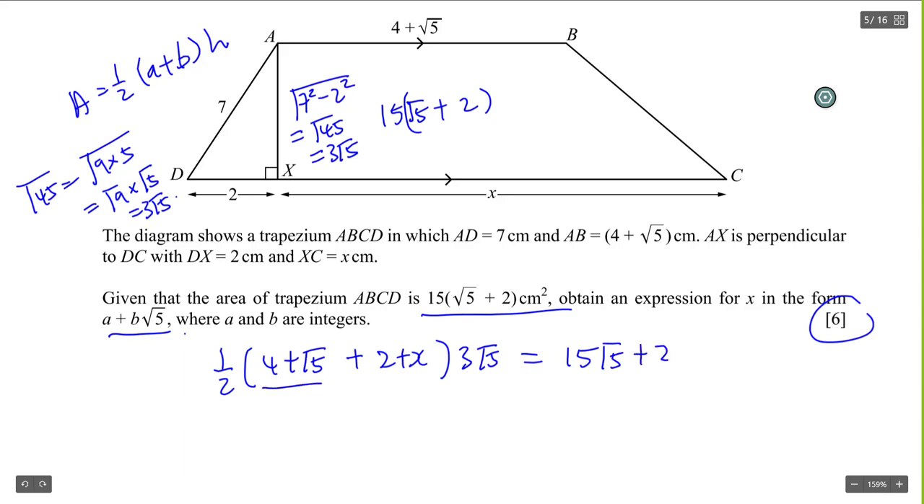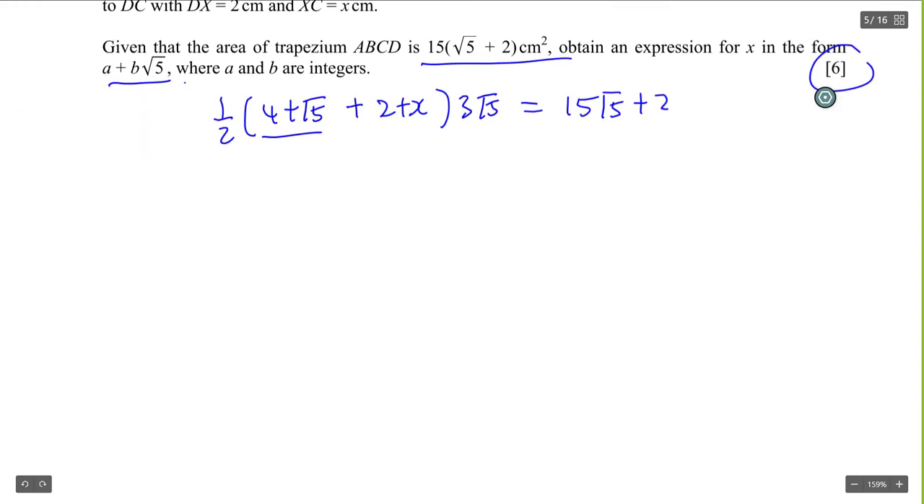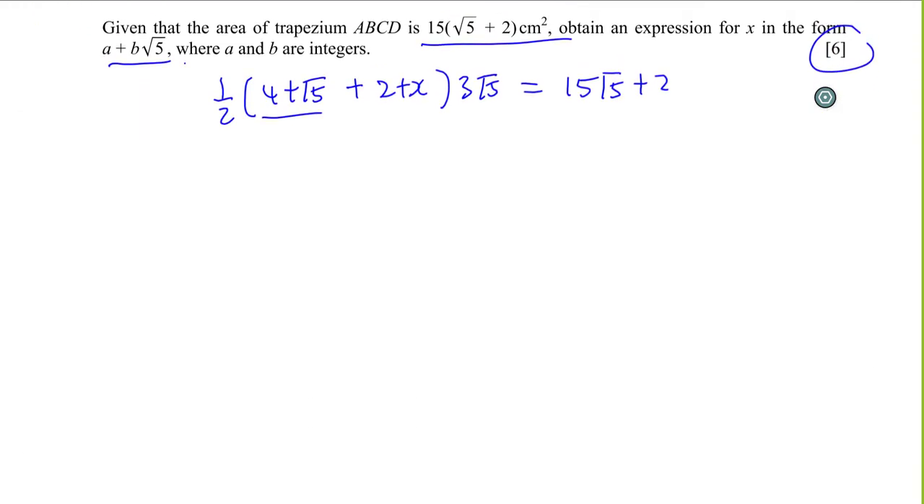So this is A, the top one. This one we call A. The bottom we call B. And then this one we call height. Just in case you don't know where I get all this. Alright, so then we just solve this question, I believe.